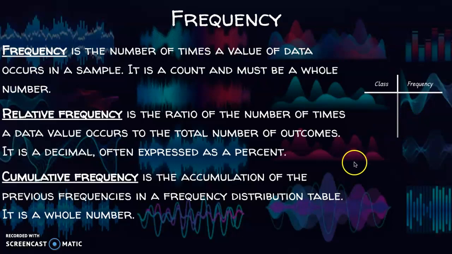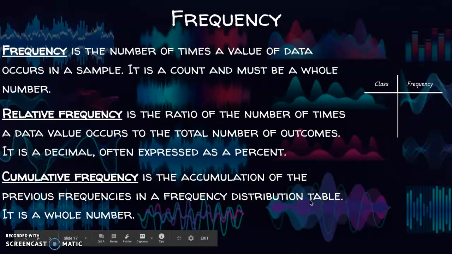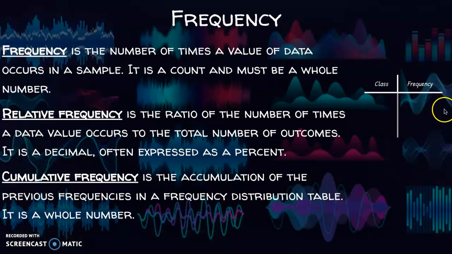And so the cumulative frequency for each category or each class is the accumulation of the previous frequencies in the table. So a cumulative frequency would be another column here. And you would just add the frequencies as you go down the list, and that would be the cumulative frequency for each line. Let's go ahead and do an example.